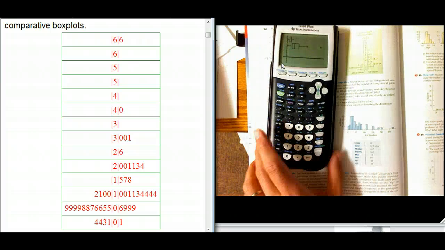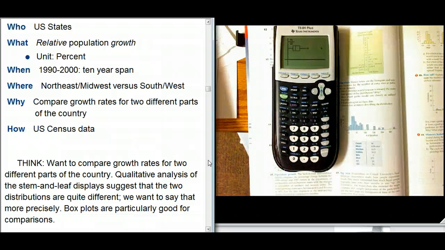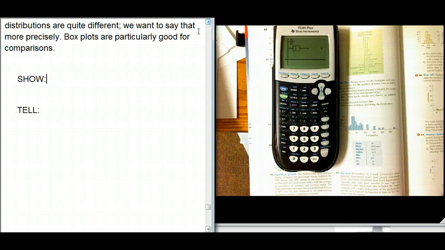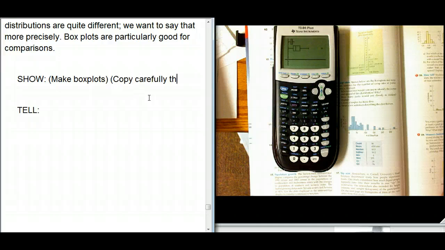We can look at these box plots and say, okay, so far we just made the box plots. I'm not going to bother to do it here because it's hard on the computer. I would just go ahead and copy the plots carefully onto our paper. Okay. And then I can start to tell.